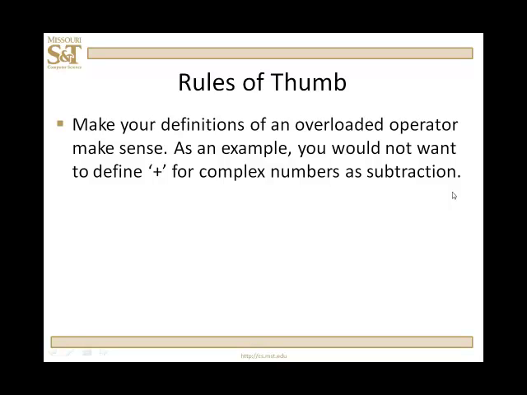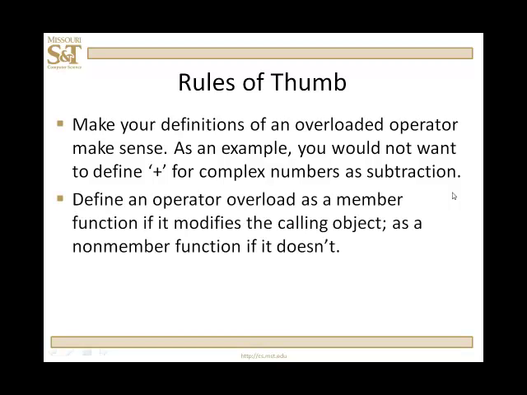Now, these are not hard and fast rules. This first one is a reasonable rule. Make your definitions make sense. For example, if you're going to create a complex number class, you can define the plus operator, but certainly don't define it for subtraction or multiplication or division or something like that. It just doesn't make any sense. As a very general rule, and again, this is not a hard and fast rule, if an operator is going to change an object, then make it a member. If it's not, then make it a non-member.